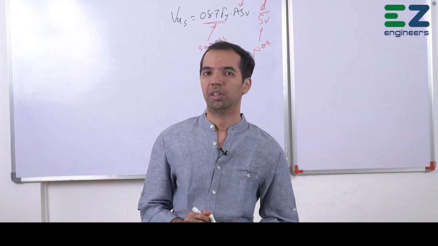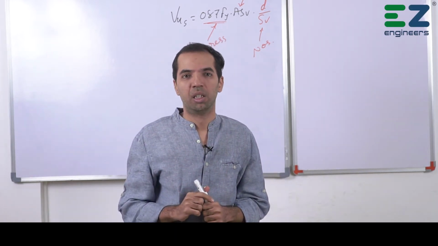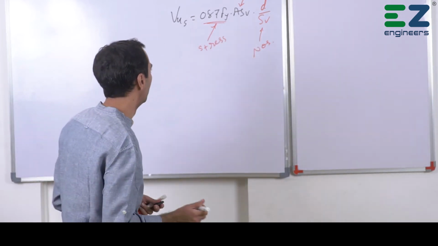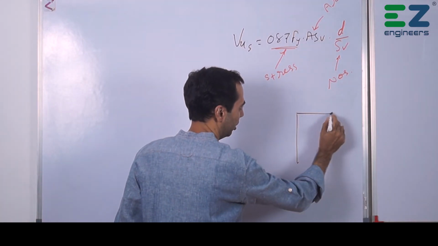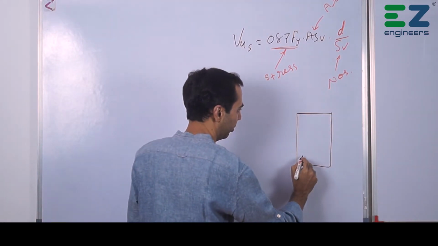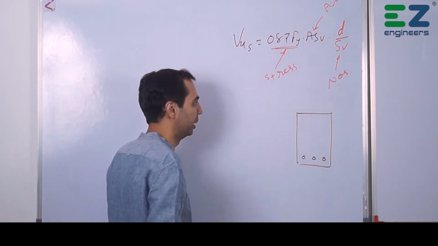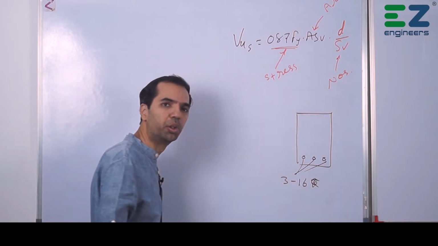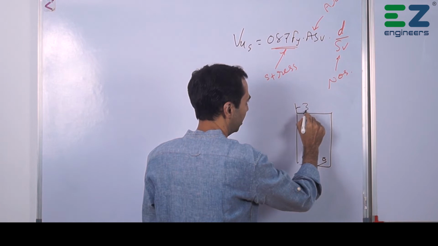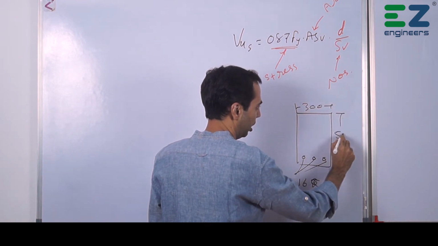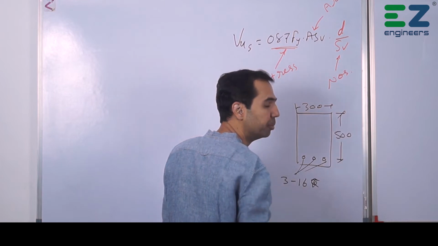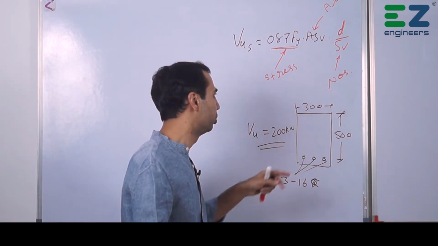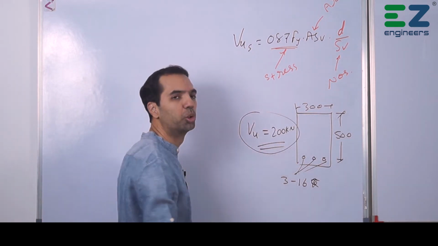Okay friends, now we will see how to design the beam for particular shear load. For example, there is a beam with some main reinforcement, say 3 number 16 dia Tor. This is say 300 by 500 effective depth. Okay, and we need to design this particular beam for a factored shear force of 200 kN.